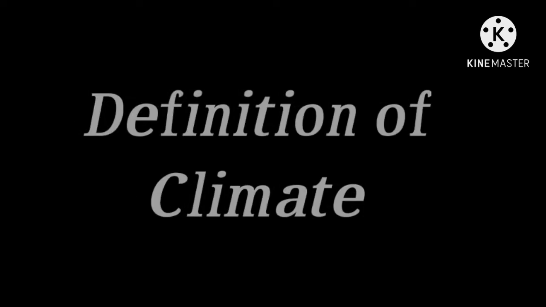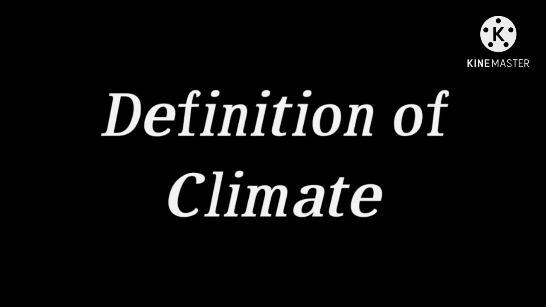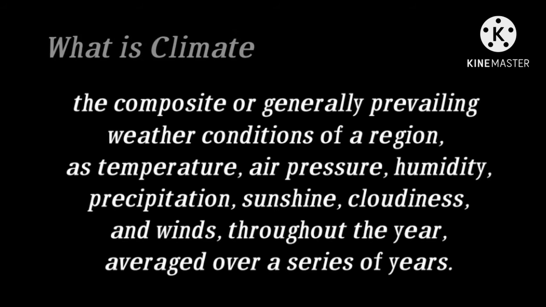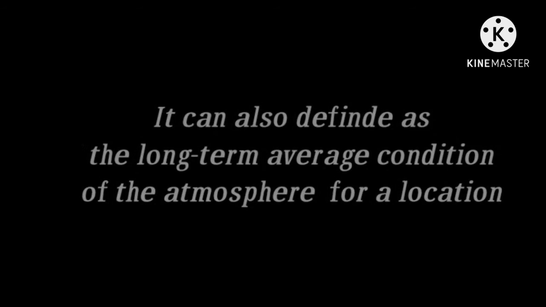Now we are going to discuss the definition of climate. What is climate? The composite or generally prevailing weather condition of a region, as temperature, air pressure, humidity, precipitation, sunshine, cloudiness, and winds throughout the year, averaged over a series of years. It can also be defined as the long-term average condition of the atmosphere for a location.